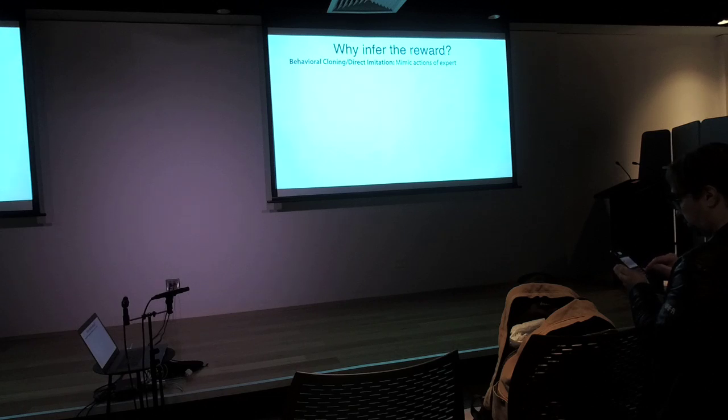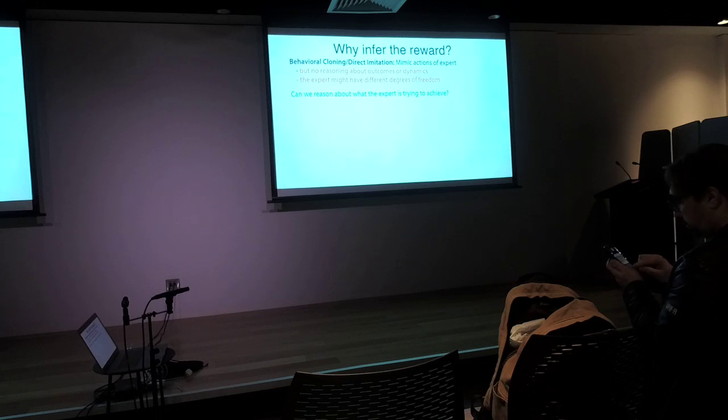But there are a couple of drawbacks. The first is that there's no reasoning about outcomes or dynamics, or about the goal of what you're trying to achieve. And also, the expert might have different degrees of freedom than the agent, and might try to perform a goal in a different way than the agent is trying to perform it. So instead, can we reason about what the expert is trying to achieve and then do that ourselves?